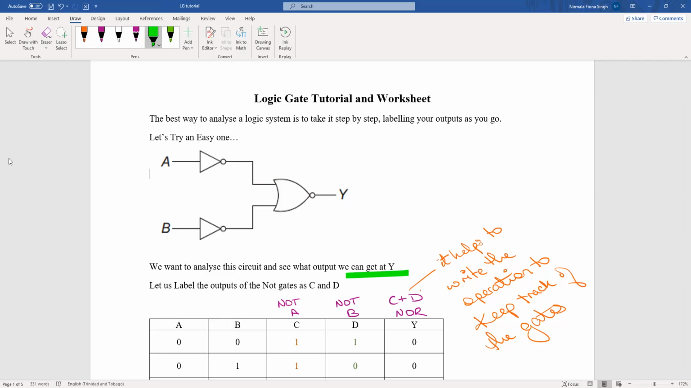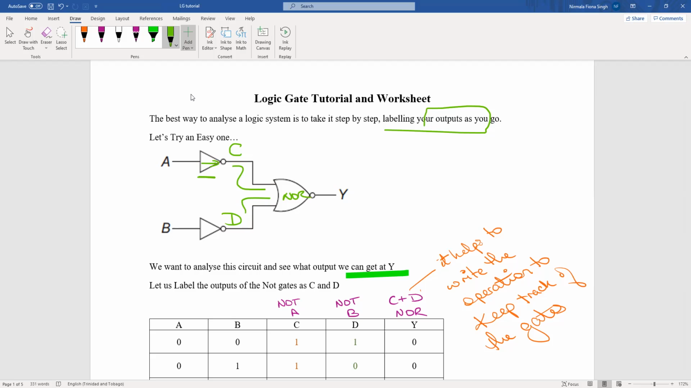The first thing we do, we always label our outputs just to give us some structure. You all can choose; I like to move alphabetically. If you want to label it in weird ways, go ahead. So A passes through a NOT gate to give C, because it's going to have a new output. Output is when you pass through a gate to give you some signal. B passes through a NOT gate too, and the output for B passing through the NOT gate will be D. And C and D through a NOR gate will give us Y.